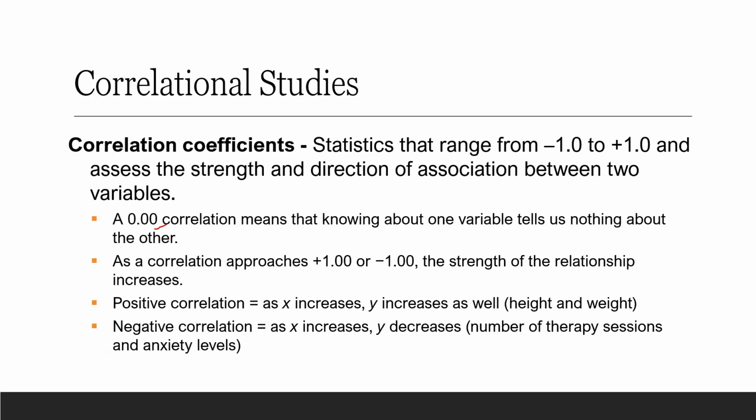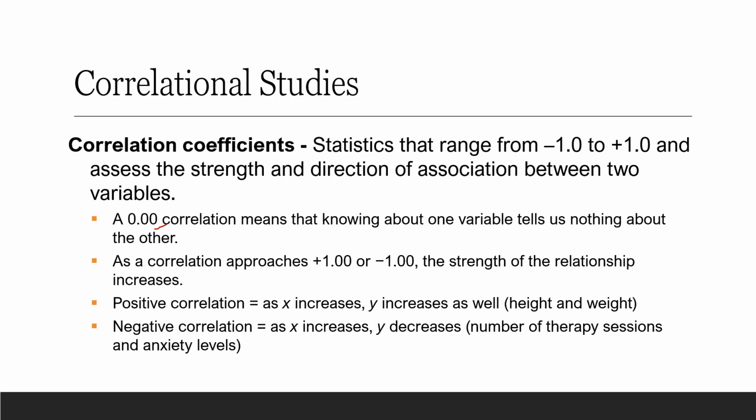Okay, next, as the correlation approaches 1 or -1, it means that the strength of the relationship is stronger. So a correlation of 0.2 is weaker than a correlation of 0.8. The 0.8 correlation is the stronger one between the two. On the other hand, a correlation of -0.9 is stronger than a correlation of -0.1.